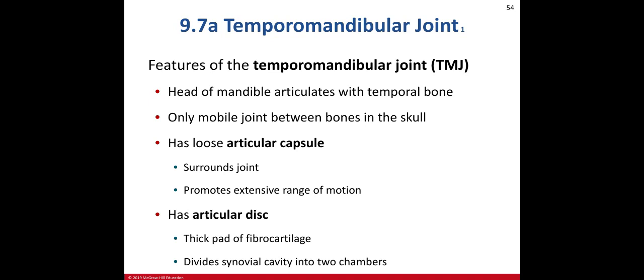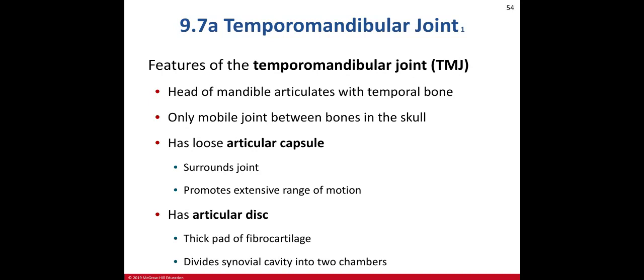So we'll start with the temporomandibular joint, also called TMJ. That is where the head of the mandible articulates with your temporal bone. This is the only mobile joint between the bones of the skull, right? The rest of them, we said, were those synarthrosis joints, the sutures, they don't move.